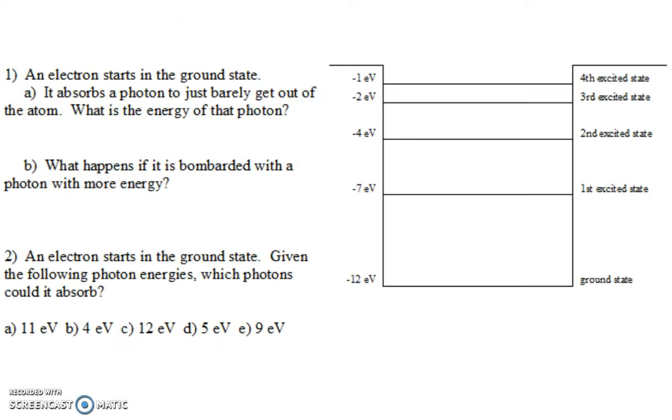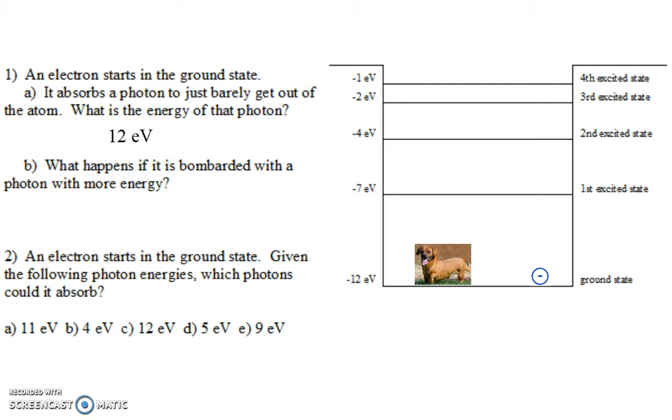So here is an energy level diagram. It is not for hydrogen. This is for some hypothetical material which has an energy level diagram that's similar to hydrogen's, but just a little bit different. Alright, so we have the electron that starts in the ground state, so that's going to be all the way on the lowest part there, closest to the nucleus. That's just like the dog all the way at the bottom of the well. Letter A: it absorbs a photon, just barely getting out of the atom.